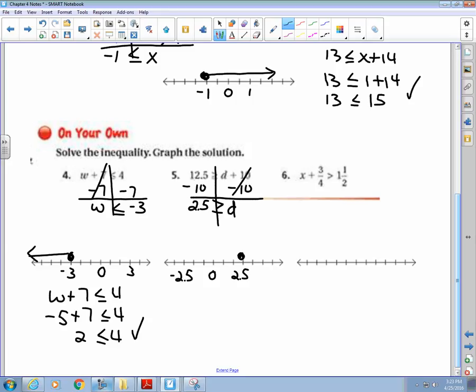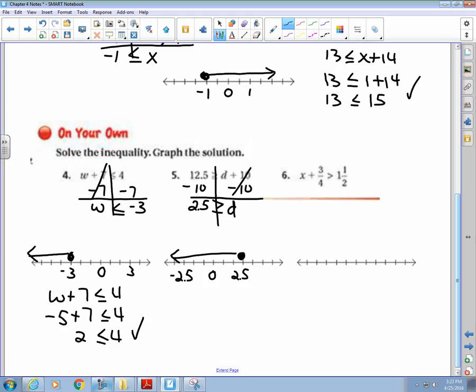So it can be equal to 2.5, so we have to put a closed circle at 2.5. And it says D is less than or equal. Less than tells me it goes to the left. Remember, I read it from the variable towards the number to help me graph it.